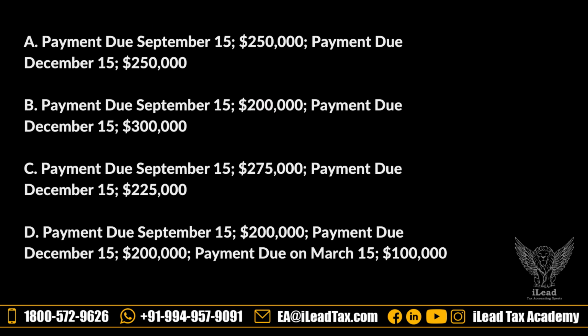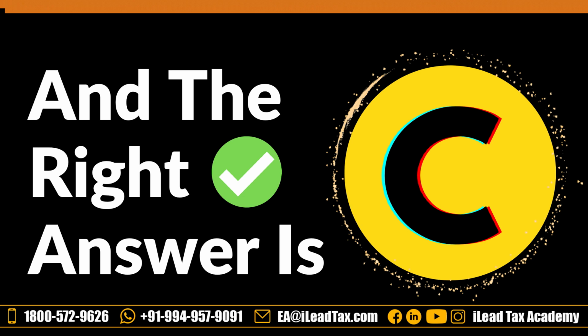Let's see the options. Option A, payment due September 15th $50,000, payment due December 15th $50,000. Option B, payment due September 15th $200,000, payment due December 15th $300,000. Option C, payment due September 15th $275,000, payment due December 15th $225,000. Option D, payment due September 15th $200,000, payment due December 15th $200,000, payment due March 15th $100,000. Let's see the answer. The answer is C. Let's see why it is C.